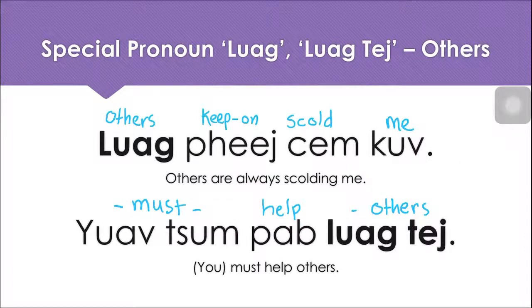Next, there's a special pronoun. It can be used 2 different ways, loa or loa te. They're similar, they're not exactly the same, but they are quite close. Just to differentiate from the beginning, loa means others, as in other people. It can also be used poetically to refer to yourself. We'll talk about that after we go over the examples.